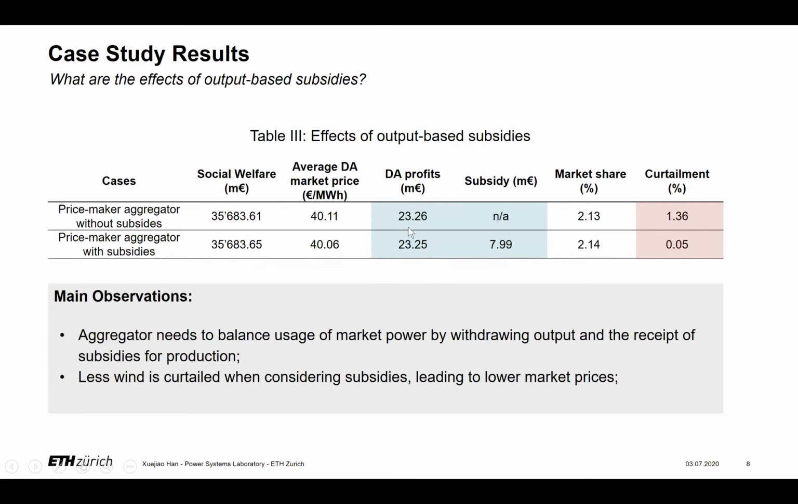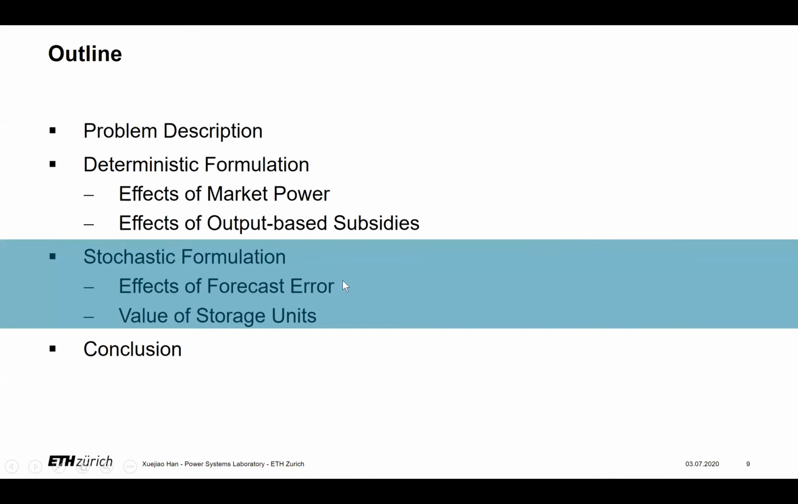And in this case, the day-ahead market price is decreased. And if we look at the social welfare, we see an increase in the case with subsidies. However, if we compare this social welfare increase to the subsidies paid to the aggregator, this is really negligible. So now let's move on to the stochastic formulation part.